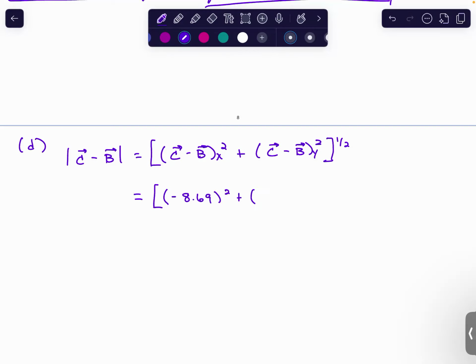So magnitude of C minus B, just plug in those numbers, your X's and your Y's. Yep. C minus B, X squared plus Y squared. Take the square root of the whole thing. That's going to be negative 8.69 squared plus 4.98 squared, square root. The magnitude is going to be 10.0.